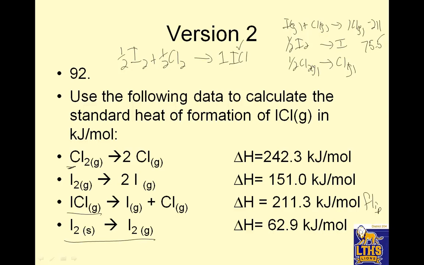Now if you notice, I've got this state of matter thing going on here. I2 gas, but I2 is a solid when we start. So notice this is my gas. So what I have to do first is go from I2 solid to I2 gas. And notice I didn't change anything there. So that's positive 62.9. And half of chlorine is positive 121. Then what you do is you add all that up and you get your answer.